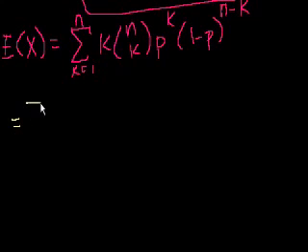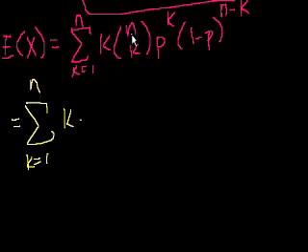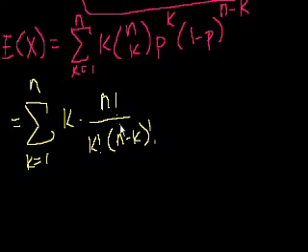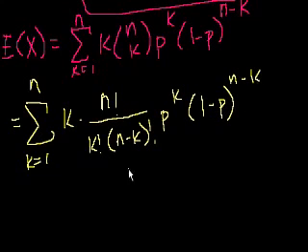Okay, so then this is equal to, I'm just going to write out the binomial coefficient, the sum from k equals 1 to n of k times n factorial over k factorial times n minus k factorial, times p to the k times 1 minus p to the n minus k. And here we can make a little bit of a simplification, because what's k divided by k factorial? Maybe I could rewrite it a different way.